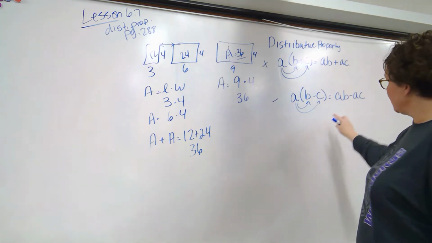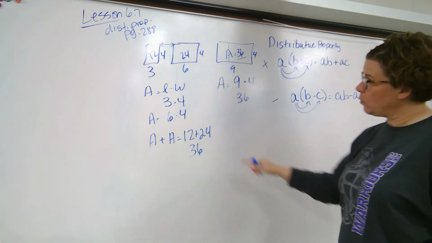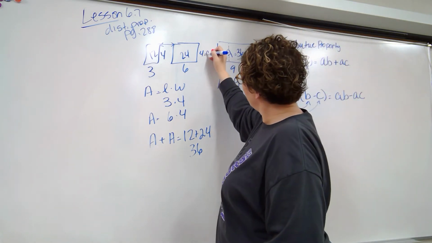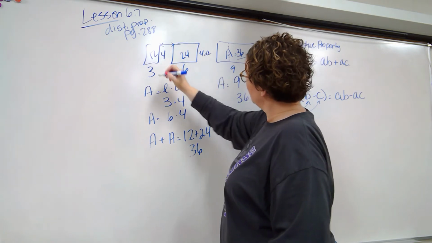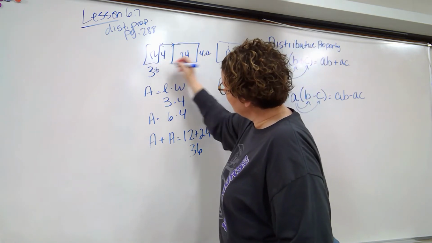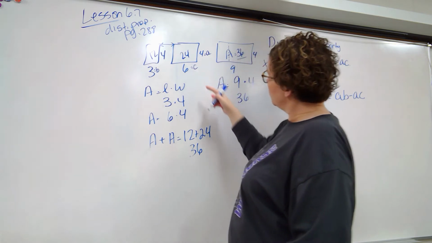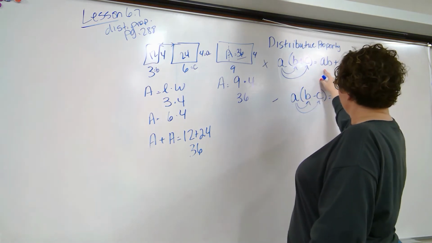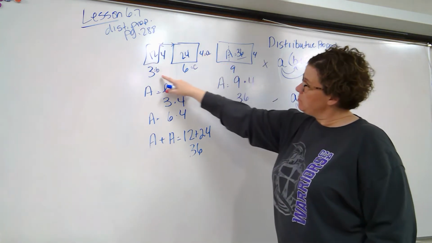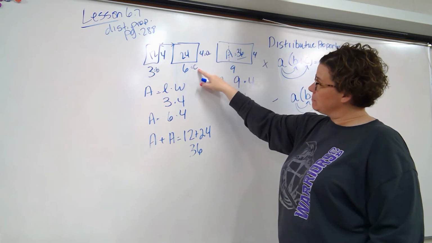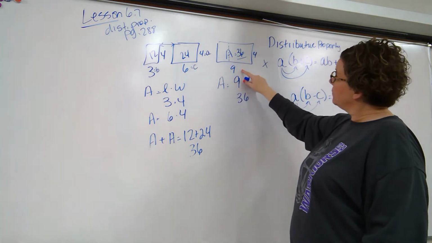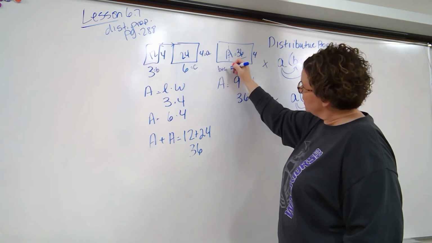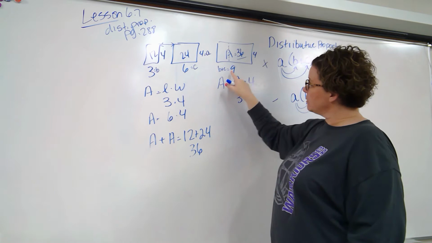That is the distributive property, and what we saw here, this is equal to A, this is equal to B, and this is equal to C. So what they were showing us is that A times (B plus C) is equal to A times B plus A times C. Over here, this is B plus C right here, because 6 plus 3 equals 9.